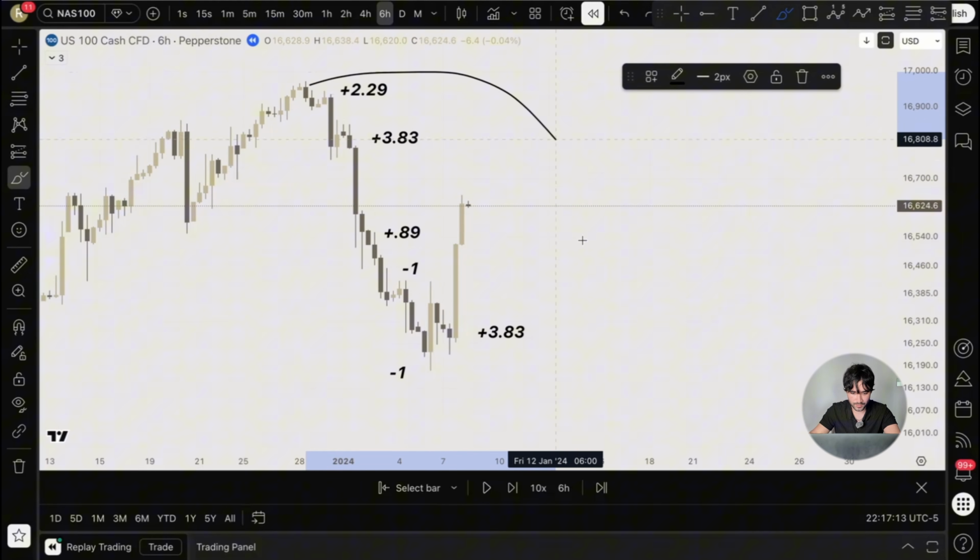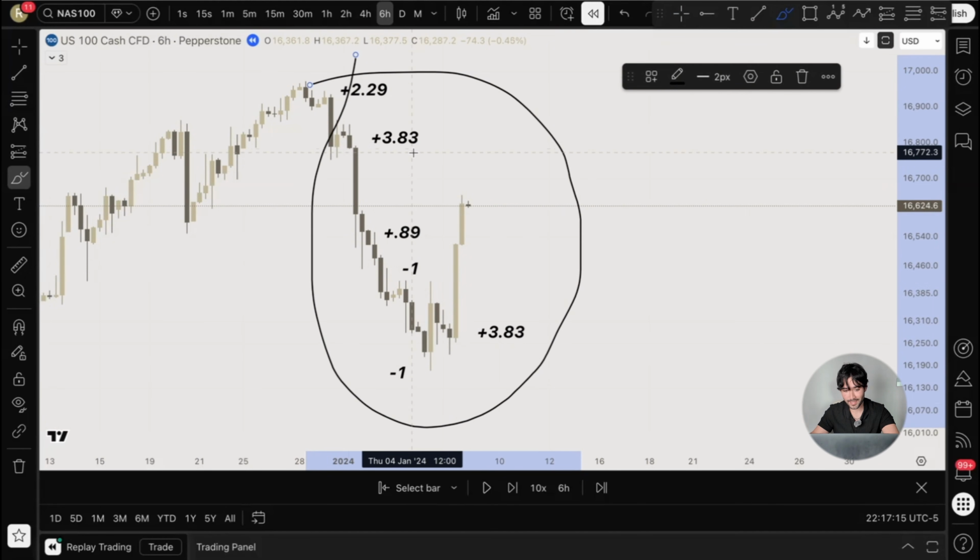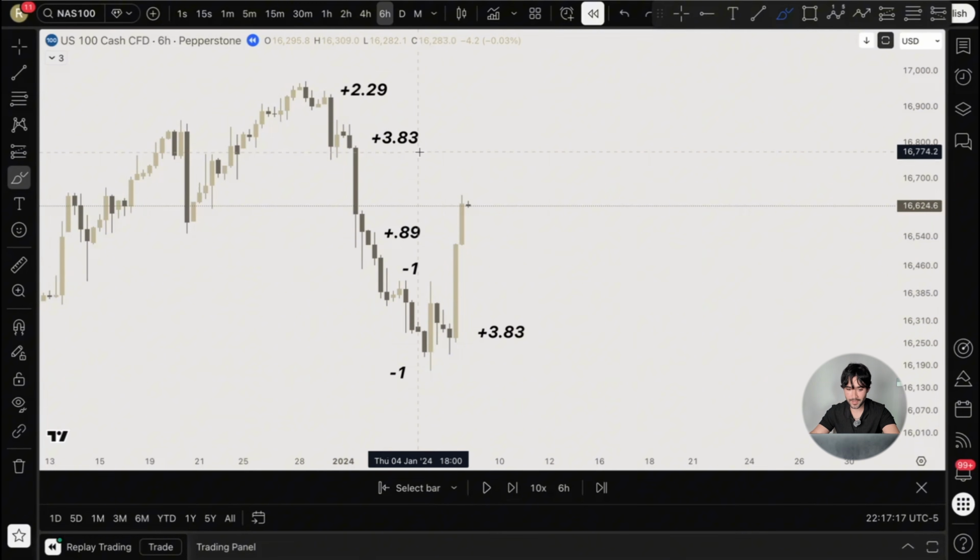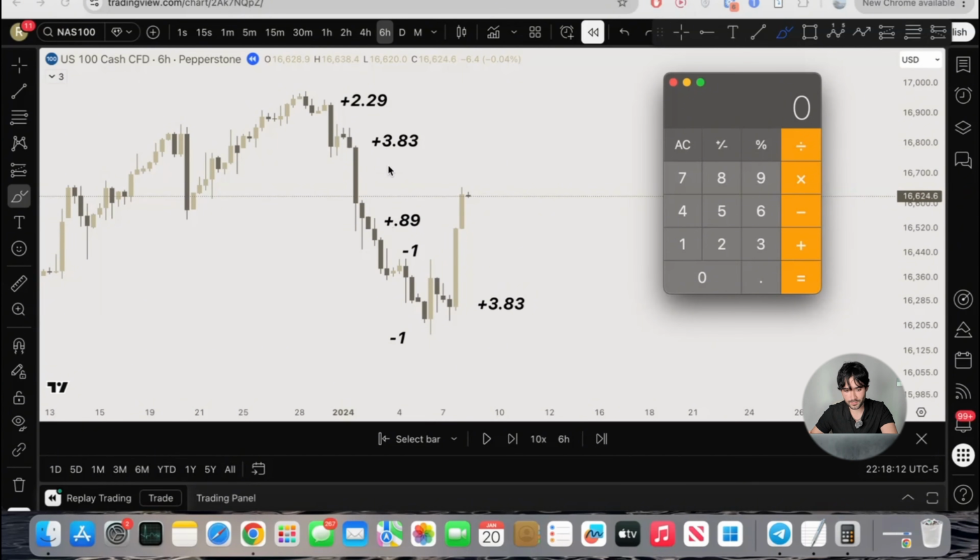And these 6 trades we took here was within about a week of price action, so you're getting about a trade every day. And if we total the sums for all the RRs of the trades we took, we have a plus 2.29R, plus 3.83, plus 0.89, plus -1, and another -1, followed by another plus 3.83R, totaling about 8.84R. Which again, if you're risking $1,000 per trade, that's going to be about 8.8K in just 1 week, which is absolutely fantastic.